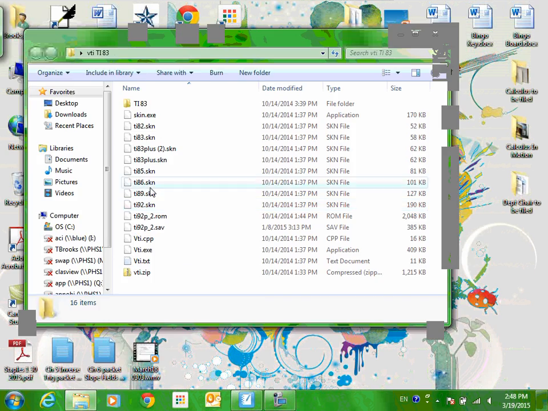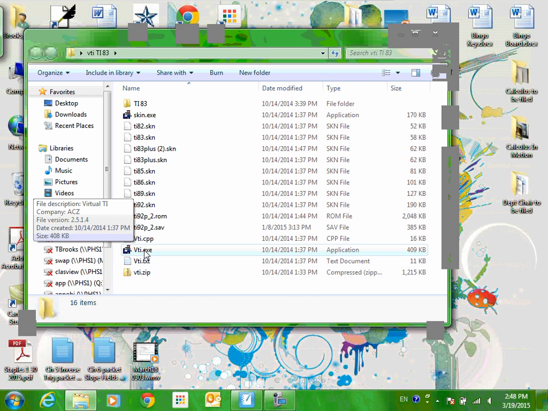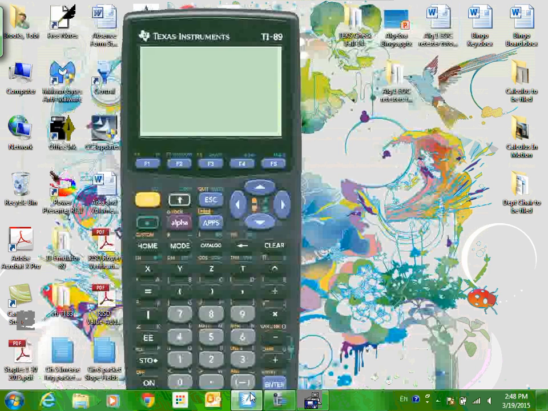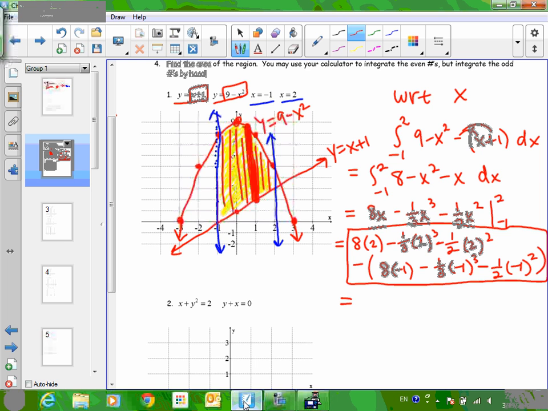I'll pull that back up. I just need to do this. So you're just crunching those numbers out. Your final answer should be a number. It can be a decimal or a fraction, but a number.